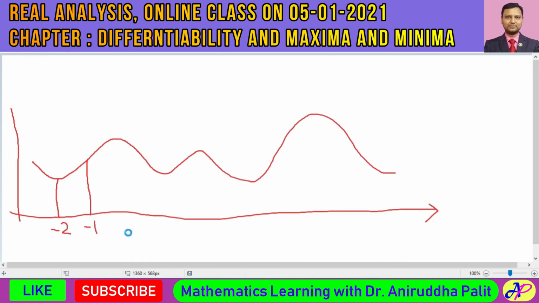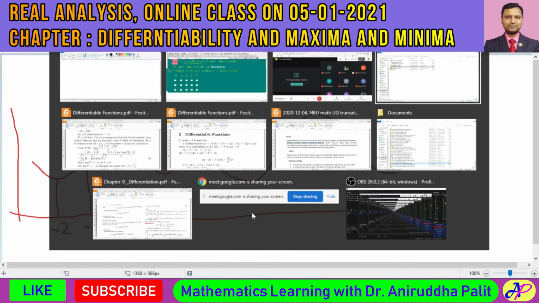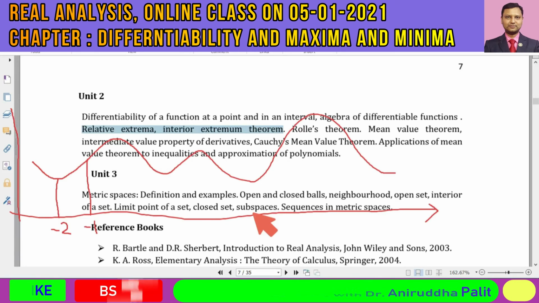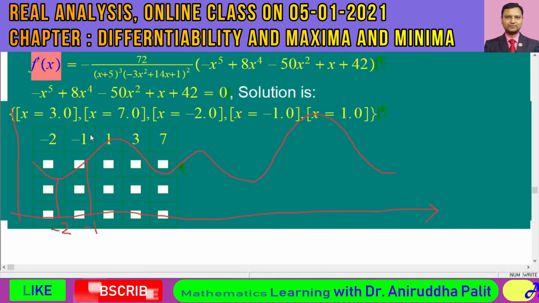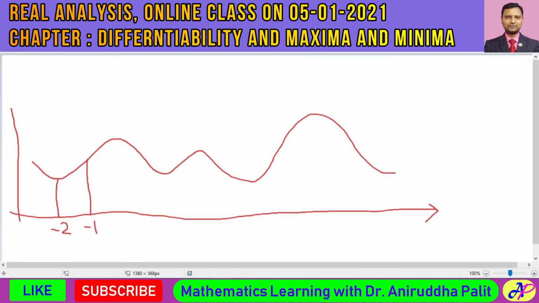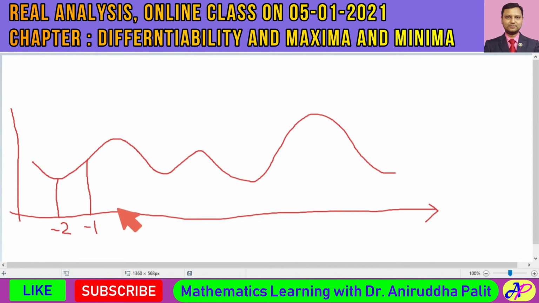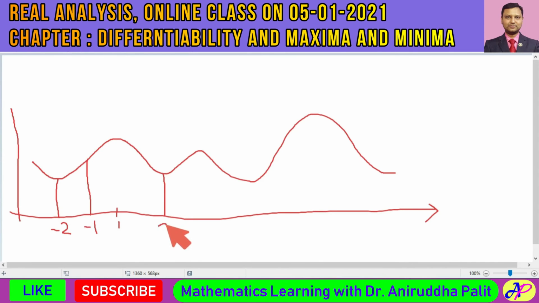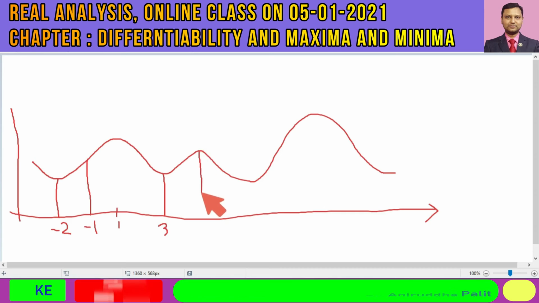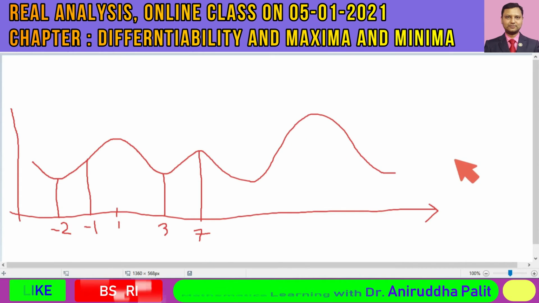And what was the next value? The next values were 1, 3 and 7. So suppose this value is equal to 1, then maybe this is the value at the point 3 and maybe at the point 7. I am not considering the further values.